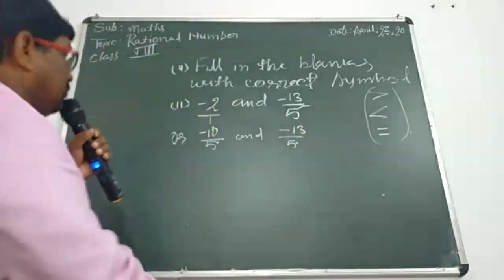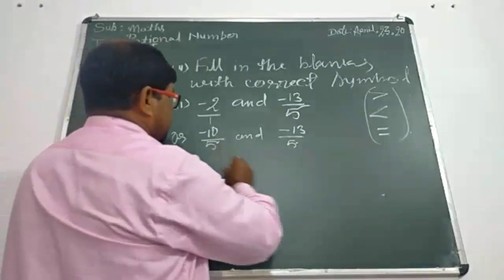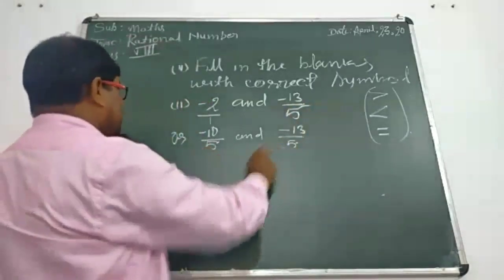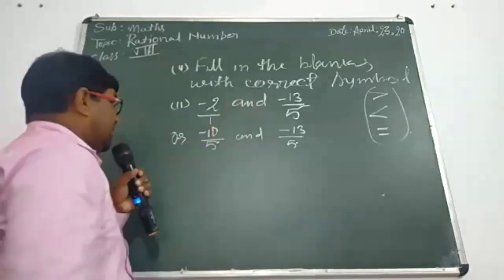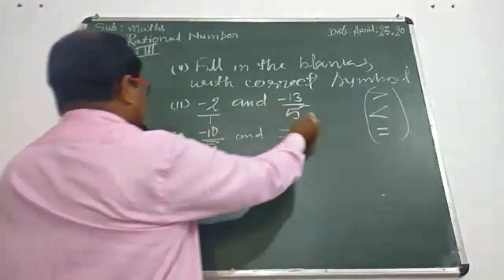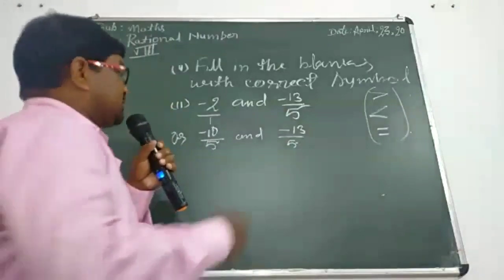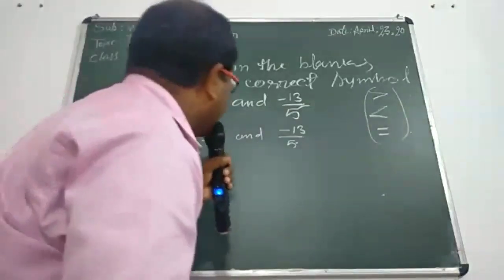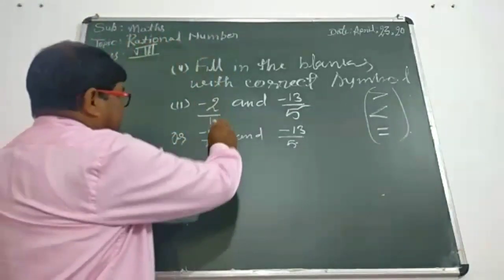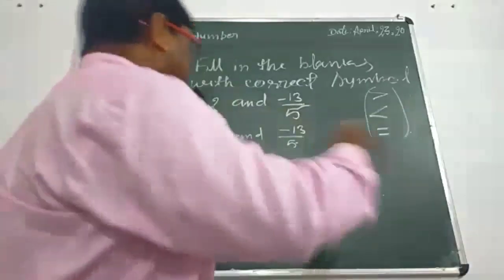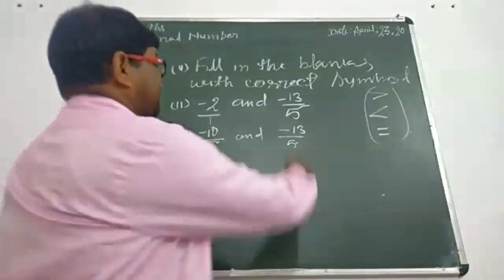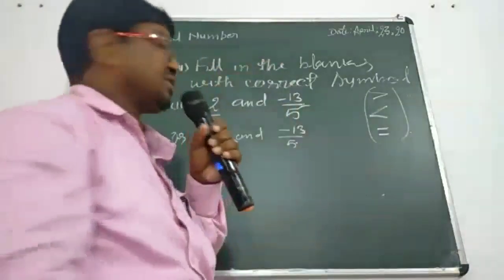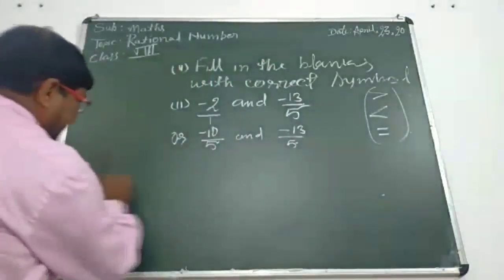Clear? Okay. Now these two rational numbers have the same denominator. Compare according to their numerator. Minus 10, minus 13. Which one will be on the right? Minus 10 or minus 13 on the number line. Minus 10 is right and minus 13 is left. Can you check? You can check on the number line.